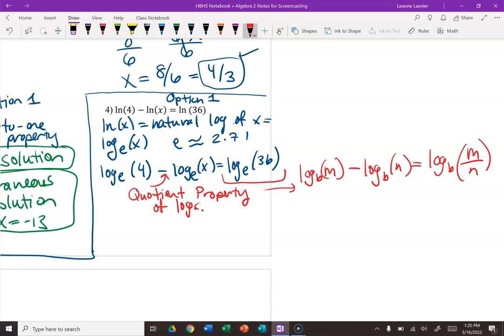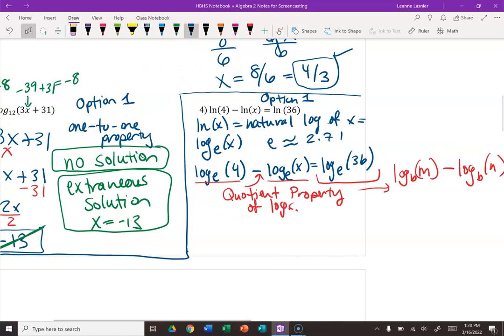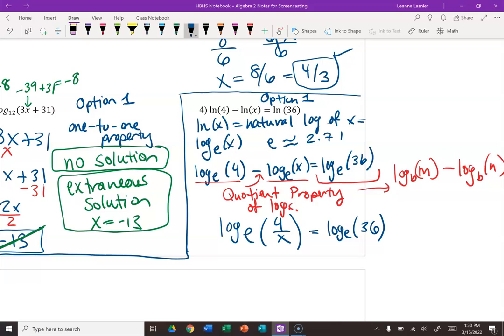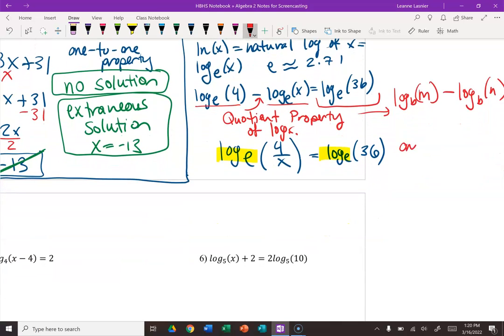So we're going to use this property to combine these 2 logs into 1. So that's going to create log base e of 4 divided by x. So now I have 1 log on each side, and these logs have the same base, right? So I'm going to go ahead and use what's called the 1-to-1 property.